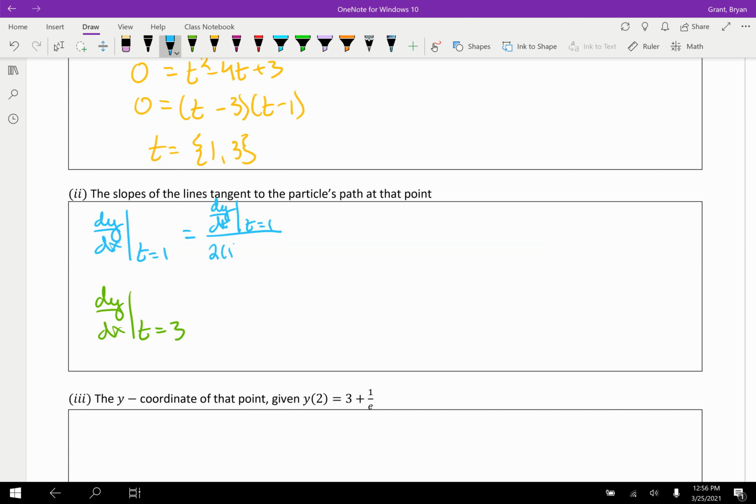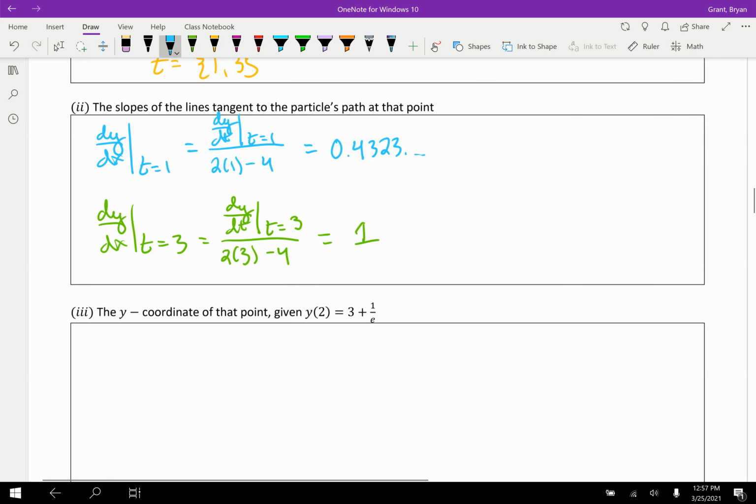So 2 times 1 minus 4, and you'll do the math. Same thing over here. We need to find dy/dt evaluated at t equals 1. And then we also need to find 2 times 3 minus 4. However, I've done both of these before. This one ends up being 1. It's a nice number. It's wonderful. The other one, though, is much less nice, and it's 0.4323, so on and so forth. Just use your calculator. All right, third one.